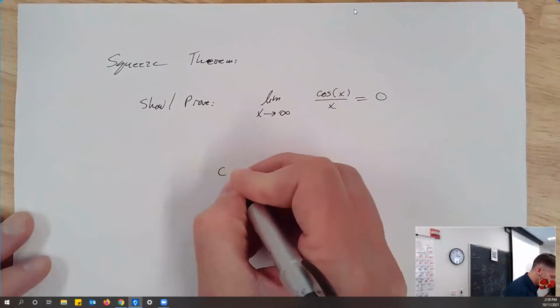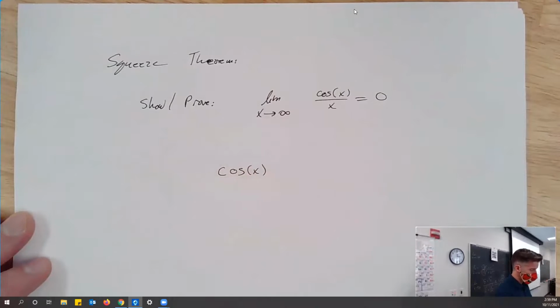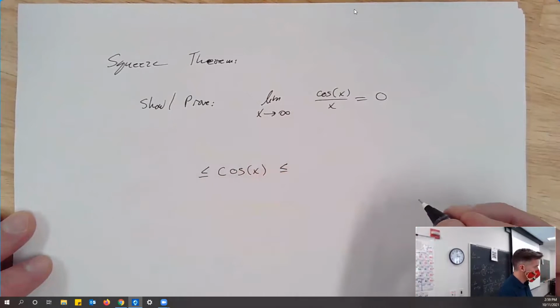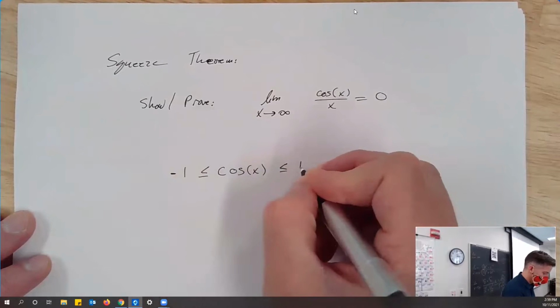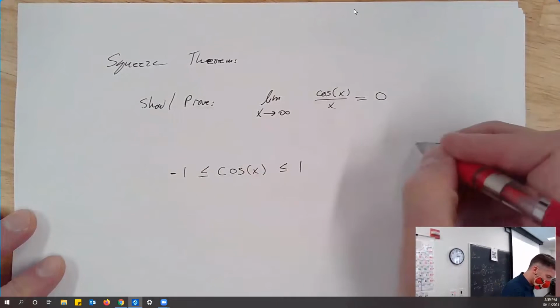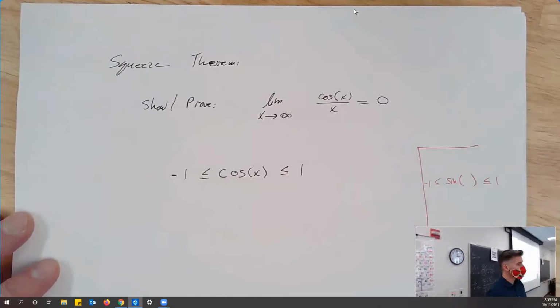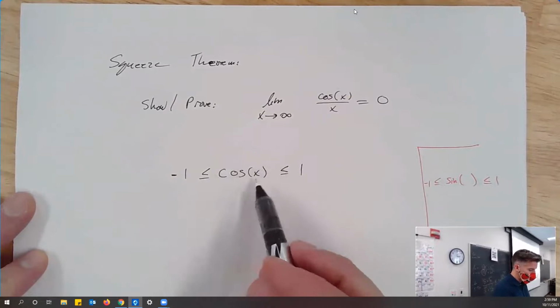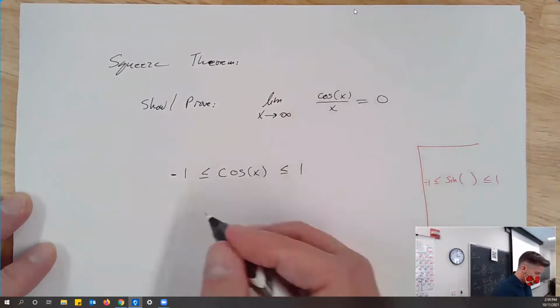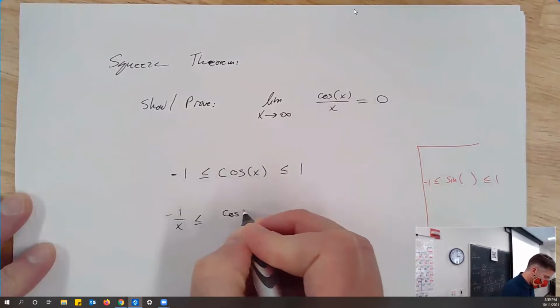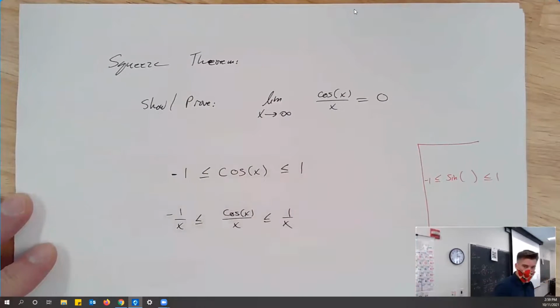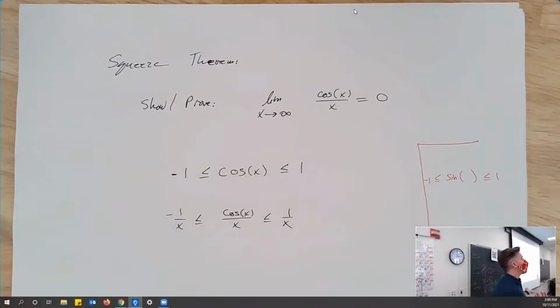And we're often going to use this important fact about cosine or sine. Between what two numbers? The same is also true for sine. Sine of anything is between 1 and -1. It doesn't have to be just x. It can be sine of anything. Cosine of x is between -1 and 1. And then you try to make the thing in the middle look like the thing you want to take the limit of. So we divide everything by x in this particular example. Then we take the limit of the outer parts and we hope that they end up being the same. If they're not the same, you have to do something else.